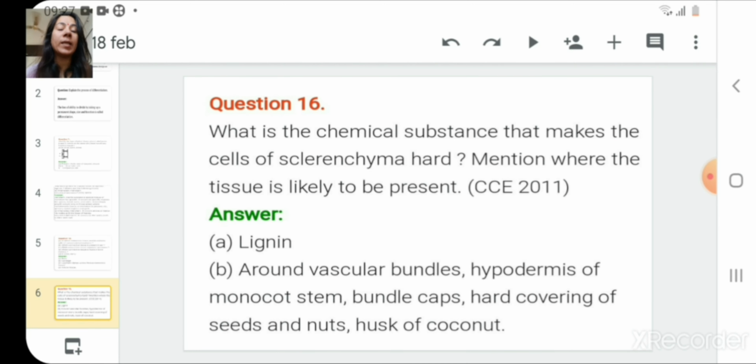Next question is, what is the chemical substance that makes the cells of sclerenchyma very hard? Mention where the tissue is likely to be present. The first question's answer is lignin, and the second question's answer is around the vascular bundles and hypodermis of monocot stem. Children, you will be studying about monocot and dicot in higher classes. You need not be worried about this question's answer. And it is present in the bundle caps, hard coverings of seeds, nuts, and husk of coconut.